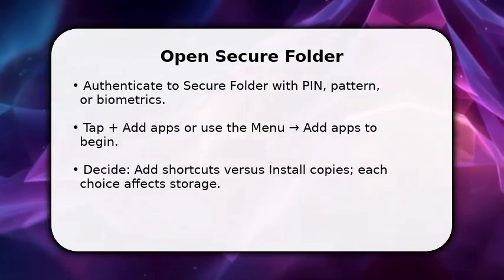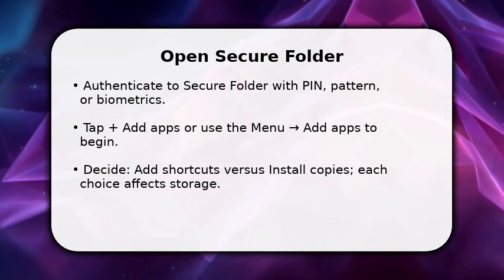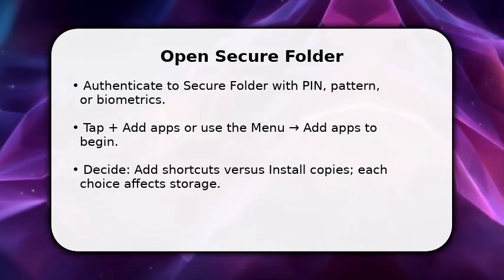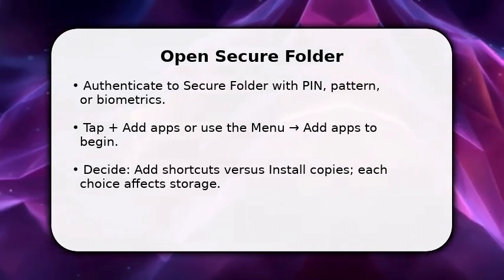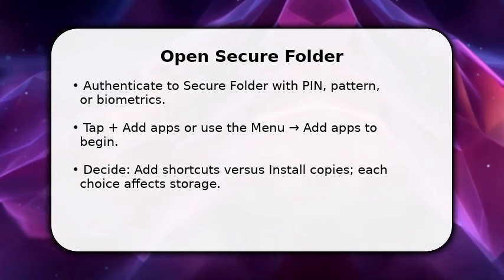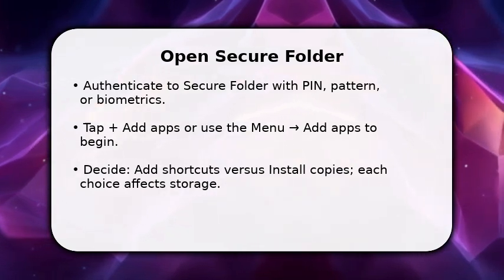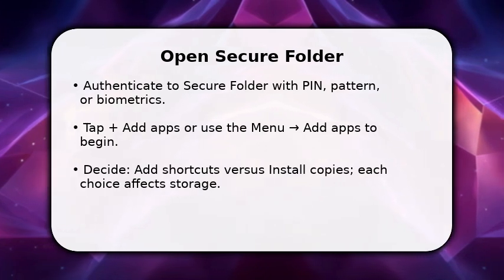Make sure you understand the difference between adding a shortcut and installing a copy. Shortcuts reference the main app, while copies live inside Secure Folder and incur extra storage. Now locate the app list and prepare to select which apps you want secured.